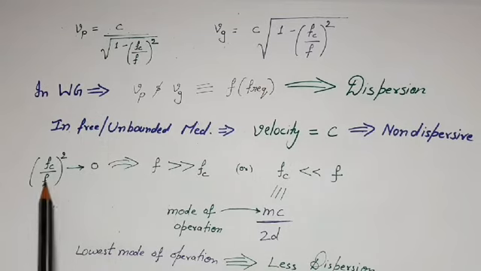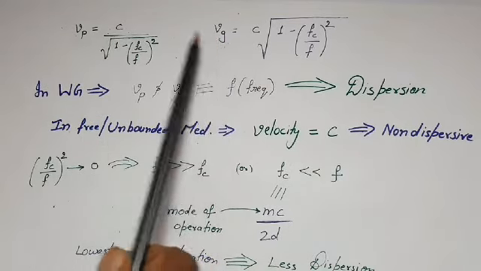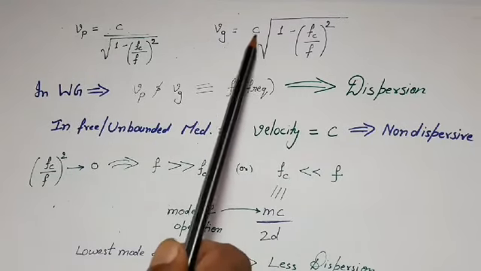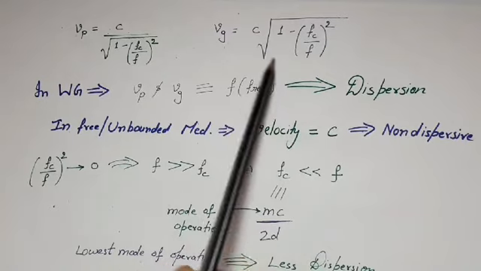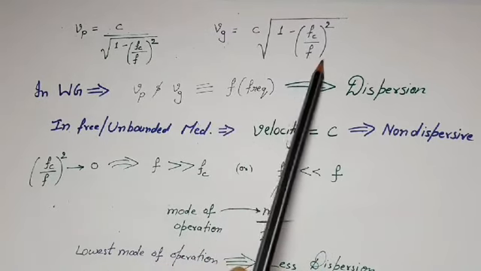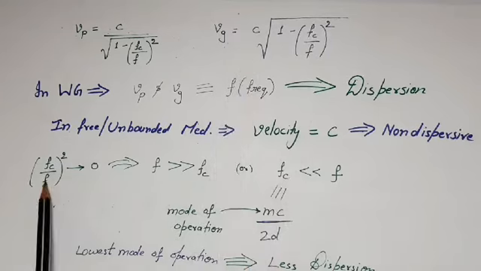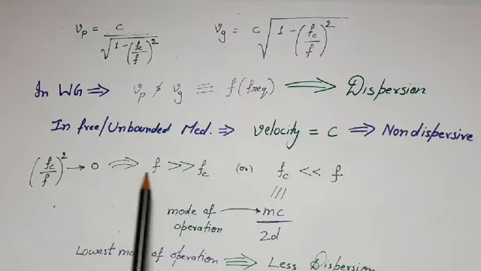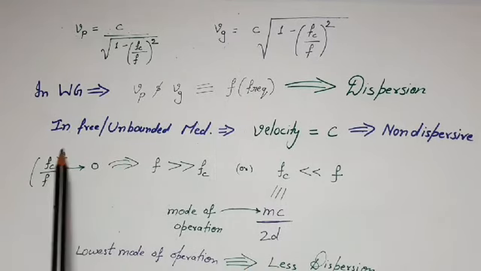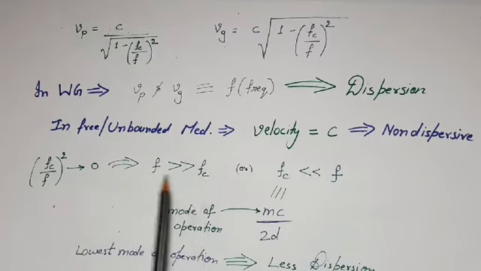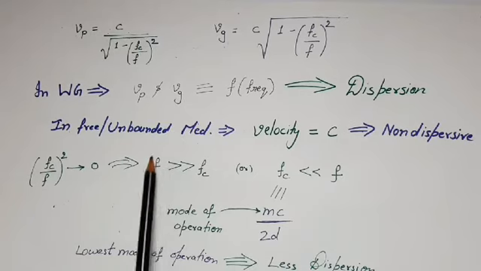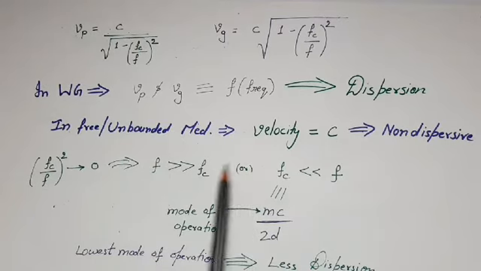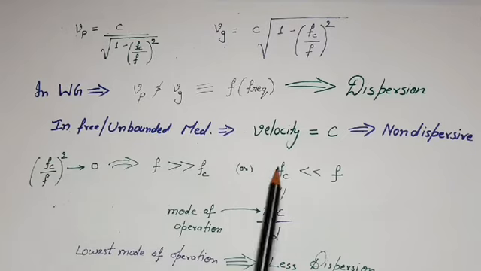Dispersion phenomenon can be omitted only if group velocity and phase velocity become equal to c, and this can be achieved only if this factor tends to 1, and this is possible only if this term, that is fc upon f whole square, tends to 0, and it becomes 0 if frequency of operation is very much greater than cutoff frequency fc. So one way is to increase the operating frequency, but if operating frequency is fixed, then another way is to decrease the value of cutoff frequency, as cutoff frequency is given by mc upon 2d.